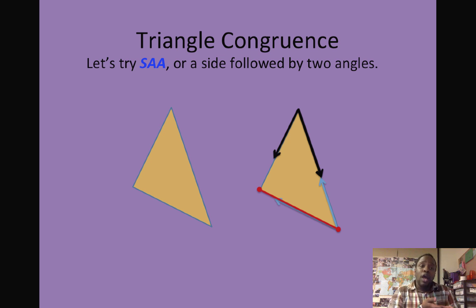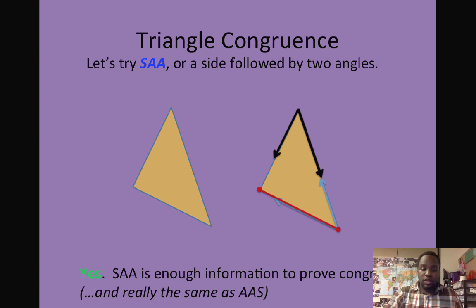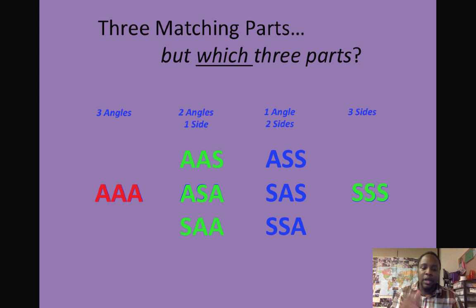So what we do instead of getting angle, angle, side and side, angle, angle confused is that we basically start with whichever letter is highest in alphabetical order. So we'll just use angle, angle, side. So yes, side, angle, angle is enough information to prove congruence. It's really the same thing as angle, angle, side. But I'm going to gray it out because since it's the same thing, we're just going to use angle, angle, side instead of side, angle, angle.